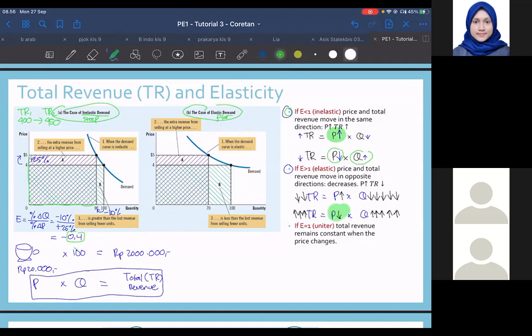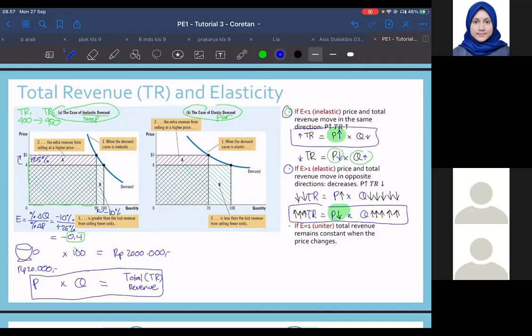So that's why you always see a discount, maybe for jewelry, for fashion, for watches. That is because those goods are elastic. So the producer chooses to decrease the price to give a discount to the customer in order to increase the total revenue. So this is the one that is chosen. Ini yang dipilih.